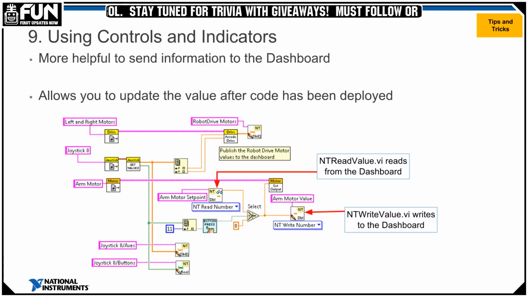Looking at the other VI I've added, this is the NT write value VI. This is going to write values back to the dashboard. So in this case, I want to know what my value was after I pressed the button or after I did something. So I've added this VI wired to the output of the select terminal, and it's going to write this back to the dashboard. Again, I've picked the right number version because I'm working with numerics here, but if I were working with strings or Booleans or anything like that, those options all exist. Note that I've called this one arm motor value because that's the actual value that's getting sent to the motor.